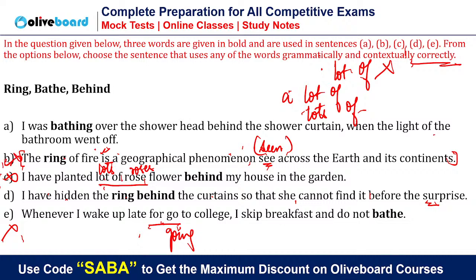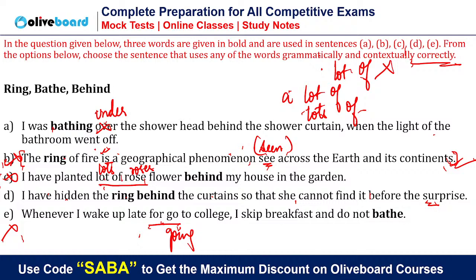I don't know how everybody said B. This is the case where we have to apply the concept of finite and non-finite verb. Now somebody said A also. I was bathing over the shower. You are talking about climbing over the shower. Or I was bathing under the shower head behind the shower curtain when the light of the bathroom went off.